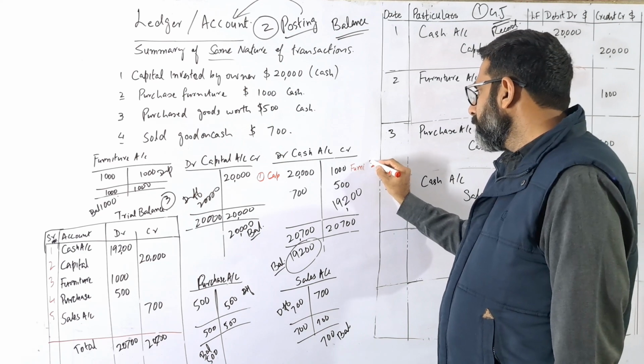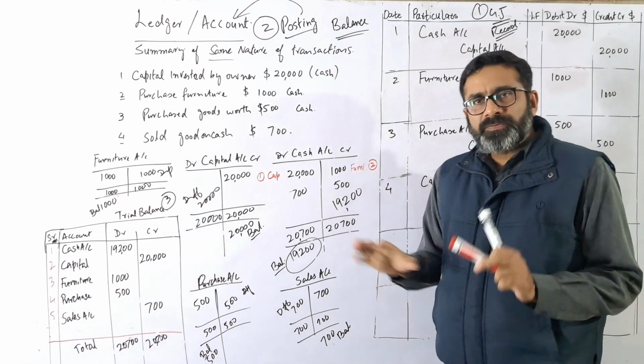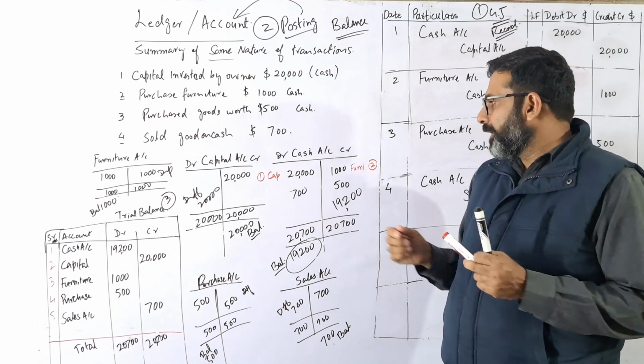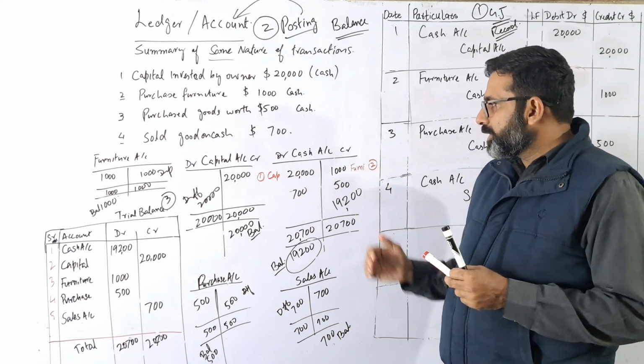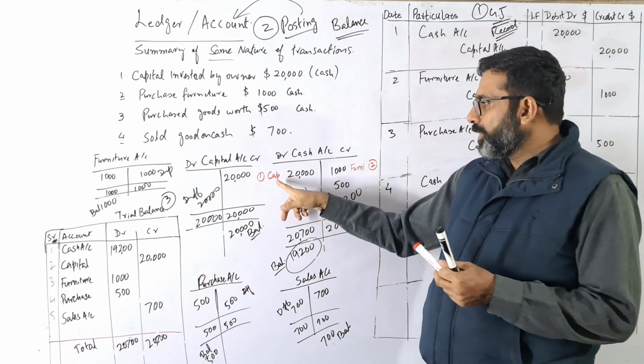And the date is second. So here it is, just for the reference, just for the understanding, that on the first the cash is increasing, first of the month, and the reason is what? Cash is increasing due to the capital.